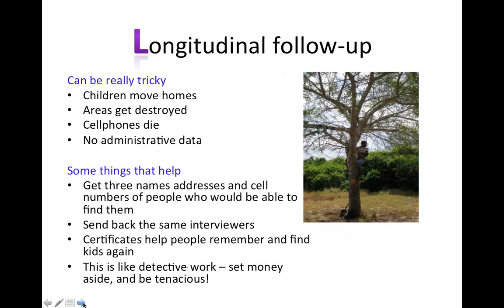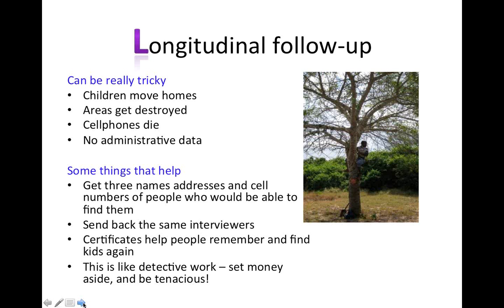Something that we all know about is the difficulties of longitudinal follow-up, and we know why it can all go to hell, but some of the very briefly things that can help are getting names, addresses and cell phone numbers of people who'd be able to find them in the future. Giving kids certificates can be really good.